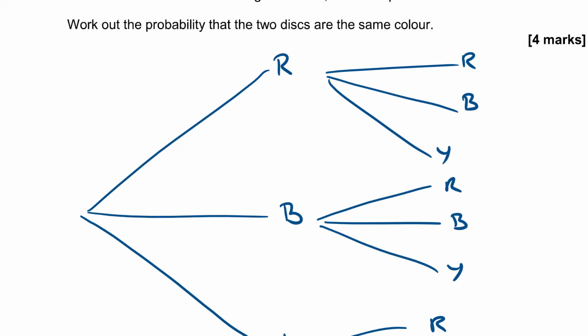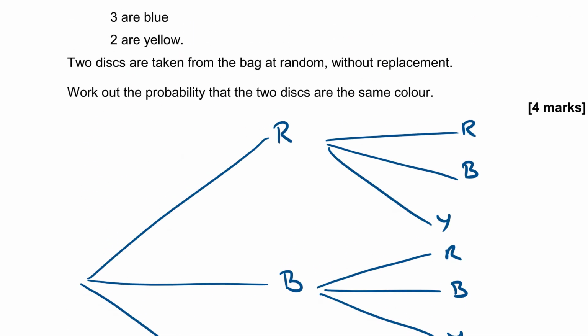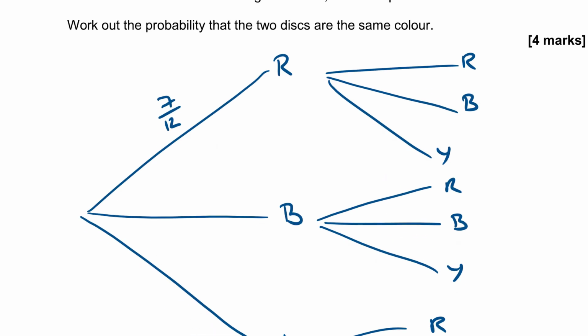Let's just put the probabilities on. Now we've got 7 red disks out of 12. So the probability of going down the R branch is going to be 7 out of 12. Then for B, that's 3 out of 12, and yellow is 2 out of 12.